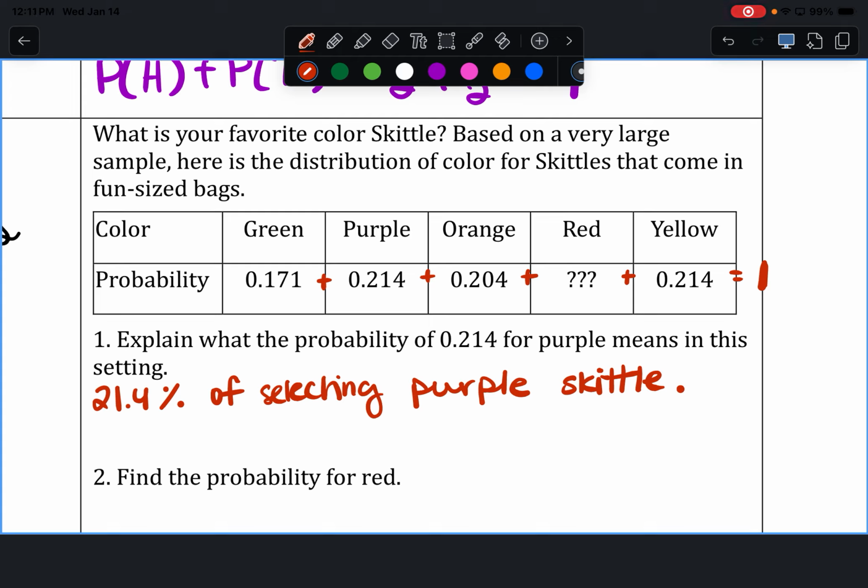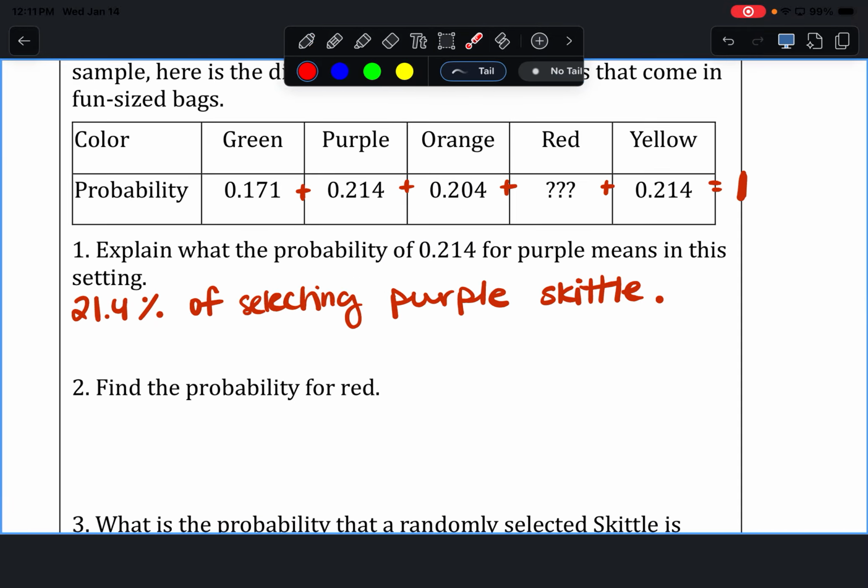So now, number 2 asks us to find the probability for red, okay? If I look at this table, it gives us all of our probabilities. Does it tell us what red is? No, so we're going to have to find it. One way we can do this is to do 1 minus the probability that it's not red. We can use the complement rule, okay? Because remember, the complement rule will allow us to take all of those things in a sample space and find anything that's missing.